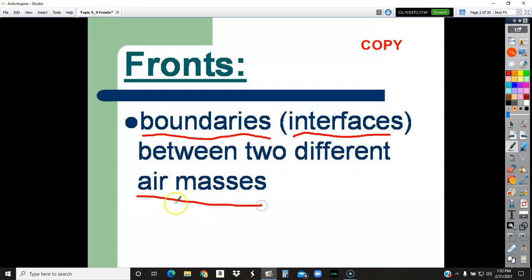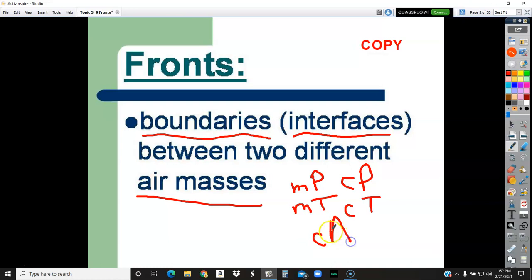Last week, hopefully you watched that video on air masses, and there are the 5 basic types of air masses, like maritime polar, which means cold and moist, or maritime tropical, which means warm and moist, or continental polar, which means cold and dry, continental tropical, which means warm and dry, and continental Arctic, which means very, very cold and dry. So a front is just a boundary between two of these air masses.